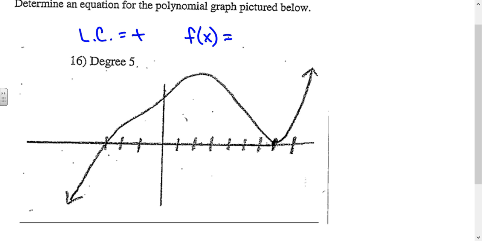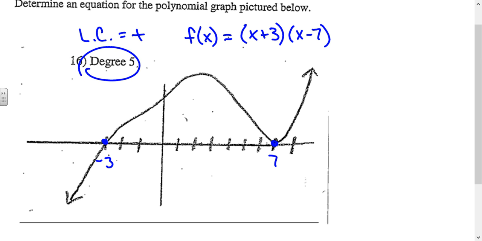equals, okay, we have to look for our zeros. Okay, so our zeros are at negative 3 and 1, 2, 3, 4, 5, 6, 7, positive 7. So what are the factors that are associated with those zeros? Well, we would have x plus 3, and we would have x minus 7. So we write our factors out first.